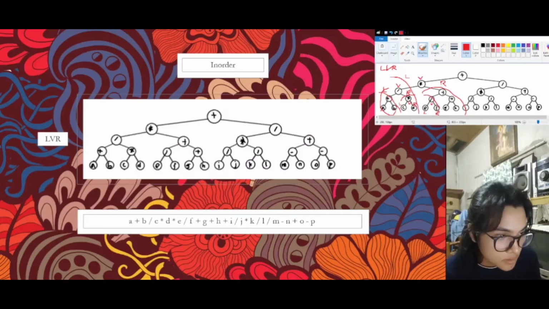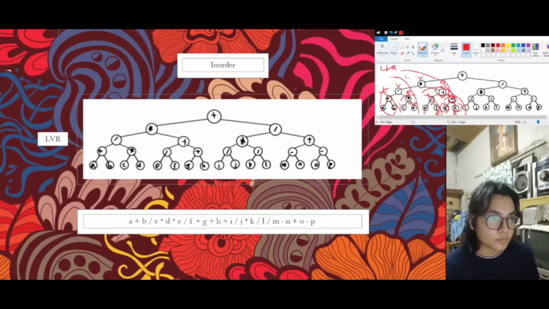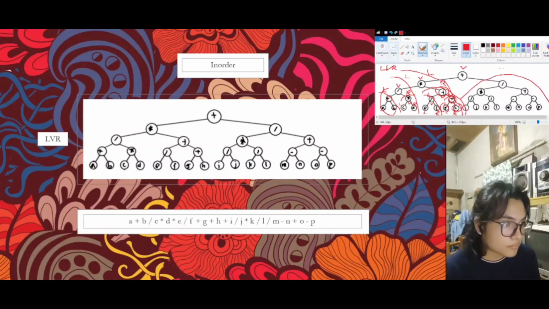So once this is now the new left, this is going to be V and R. And now this is going to be LVR, which leads us to a notation of E divided by F, and then plus G plus H. After that, we're done with this one. This is going to be our new L, this is going to be our new V, and this entire segment is going to be our new R.